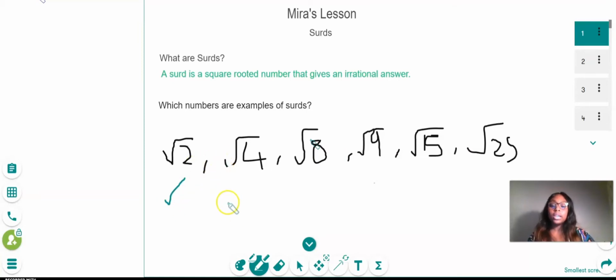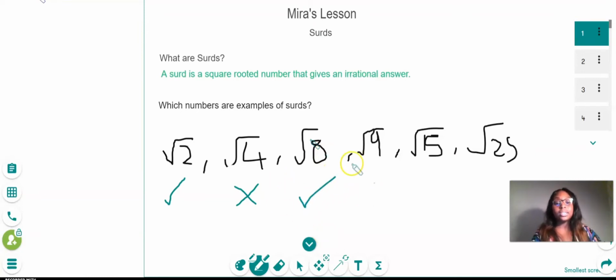The second one in our list is the square root of 4. This will give us a number of 2, which is a whole number, so it won't be classified as a surd. So I'll put a cross underneath to indicate that it's not a surd. The third one in our list is the square root of 8, which will also give us an irrational number, which means that it's a surd. So I'll put a tick underneath it.